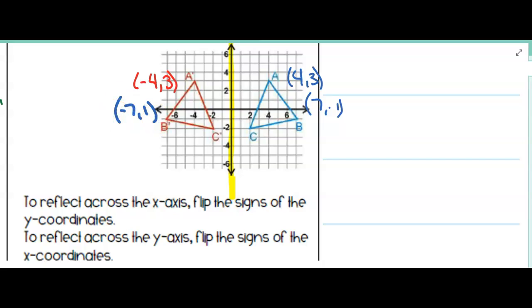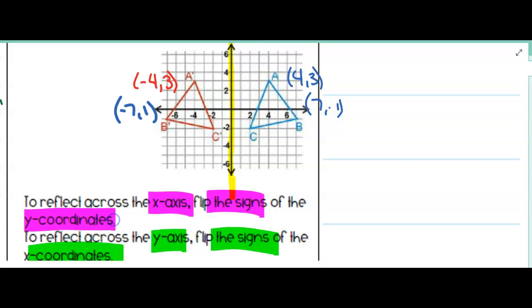So if you look at these, what's happening here, if you notice, the y coordinate's staying the same and the x coordinate is just flipping its sign. So if you are going to reflect across the y-axis, you flip the sign of the x coordinate. And if you are going to reflect across the x-axis, you flip the sign of the y-coordinate.